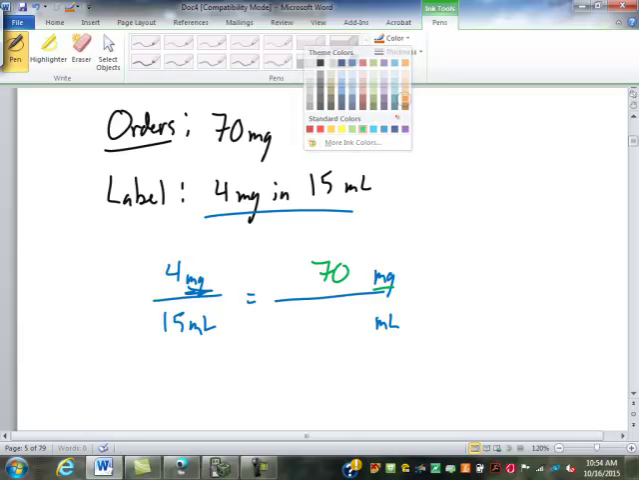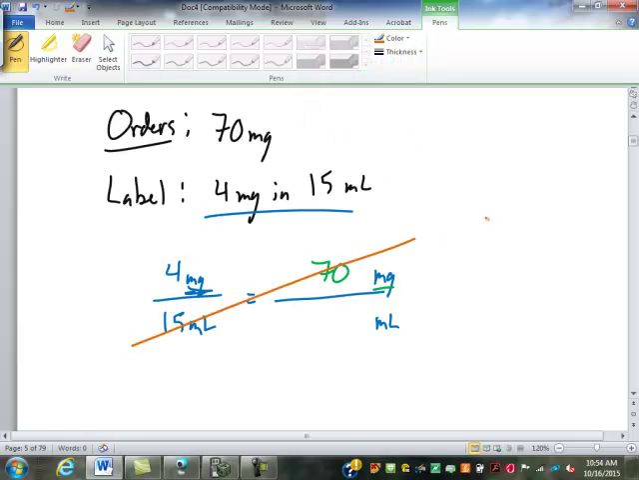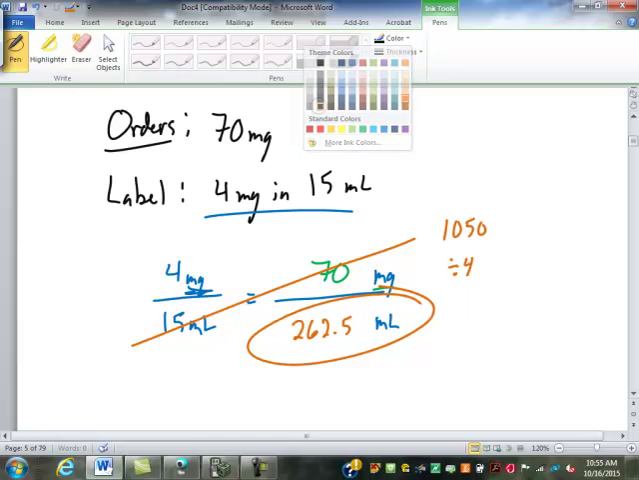Then we cross multiply and divide. 15 times 70 is what? 1,050 divided by 4. 262.5, is that correct? Perfect. Any questions?